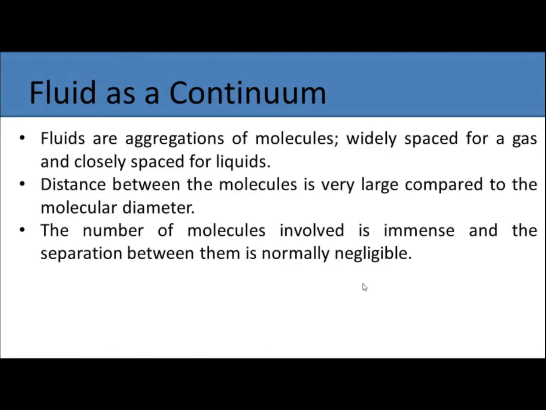Also in case of these fluids, the number of molecules involved is very high. That means even in 1 mm of fluid there can be hundreds or millions of molecules. Hence, the separation is normally negligible. It is not possible to separate each molecule from the other molecule, because there are intermolecular forces between them. Their size is so small, and in a very small volume there are lakhs and thousands of molecules.